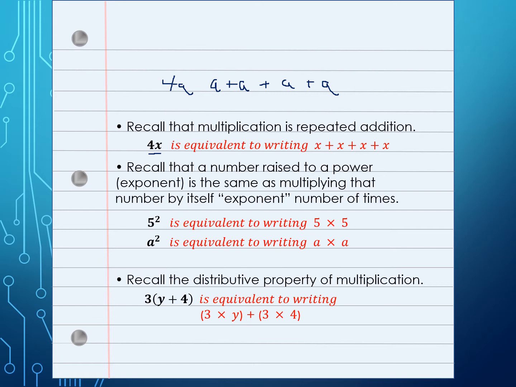Now let's look at the distributive property of multiplication. If I have 3 times the value of y plus 4, then I'm going to distribute that 3 across both of those parts that are inside the parentheses. So it's going to be 3 times y plus the 3 times the 4, which is 12. And another way to write that, another equivalent expression, would be 3 times y plus 3 times 4.